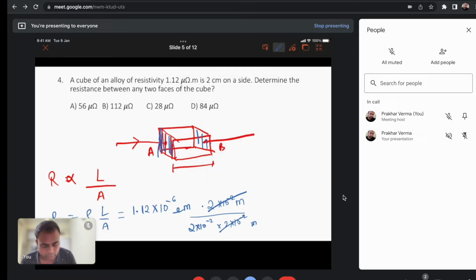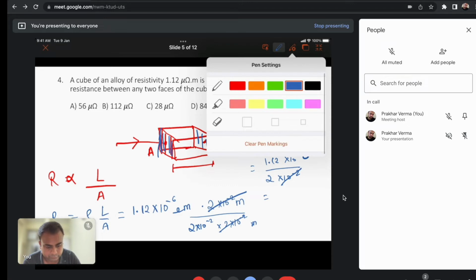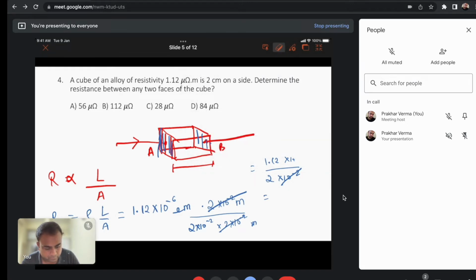Yeah, so we are left with 1.12 × 10^-6 divided by 2 × 10^-2. So just send this above. This becomes 10 to the power minus 4, 10 to the power minus 4, and dividing this by this, it becomes 5.6 × 10^-4.